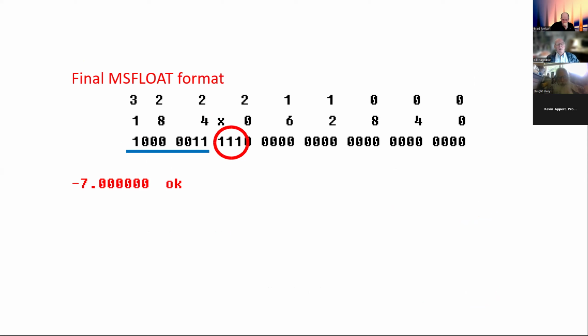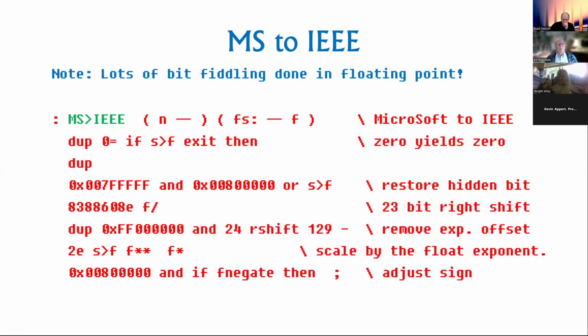And finally, now we have our output that we've learned to know and love, in which the exponent is hex 83. Under the X is a 1, which represents a negative number, and then the 1 in the red circle are the 2 lowest significant bits. So there is our conversion from IEEE to the MS format.